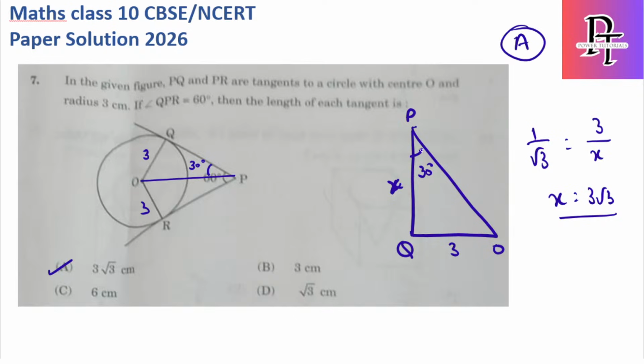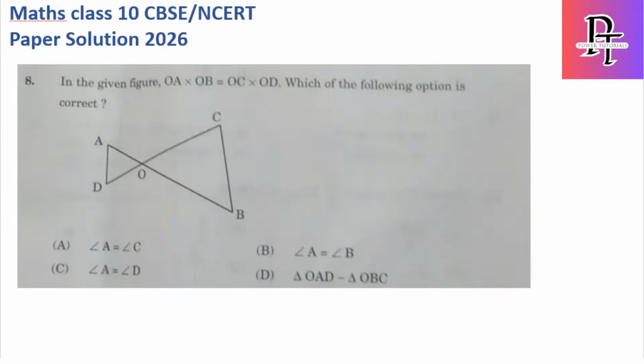So here notice this is angle. So opposite to P is Q, 3, and the adjacent to this angle is X. So this way it is 3 by X. Tan that is 1 by root 3 is equal to 3 by X. So X value is 3 root 3. Next, in the given figure.